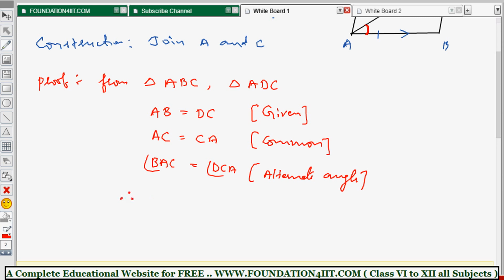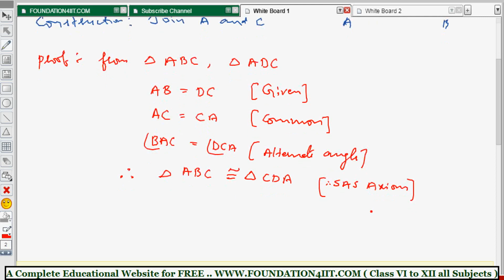Then we can say, according to the SAS axiom, two sides and one angle: the common side and the given sides are equal, and the angles are equal. Therefore, triangle ABC is congruent to triangle CDA. So according to the SAS axiom, these two triangles are congruent.